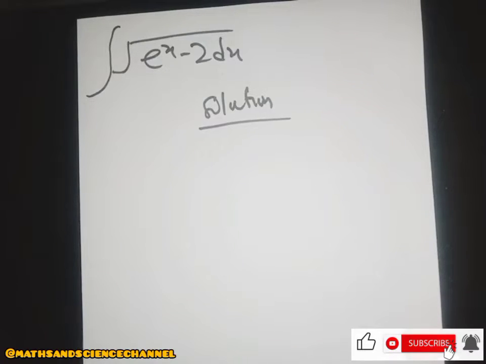Now in this section we have an integration, so we have to solve the integral. Basically what we are going to do is use the substitution method, because we have e to the power s minus 2 under the root. We have to use the substitution method.